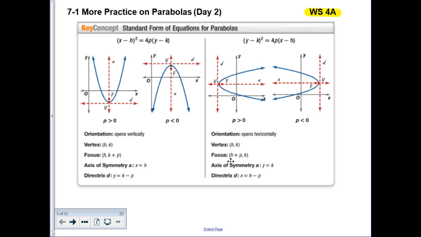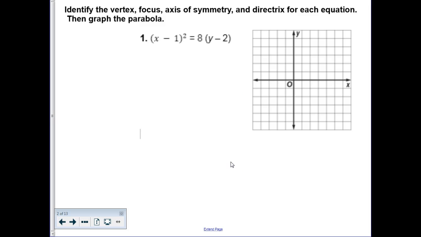All right, so we're going to continue on with our lesson on parabolas. This first question on your worksheet for day 2 is a warm-up from last week. I need you to recognize which form we're looking at. Is this a horizontal or a vertical parabola? If it's the x quantity being squared, that is a vertical parabola, a normal one.